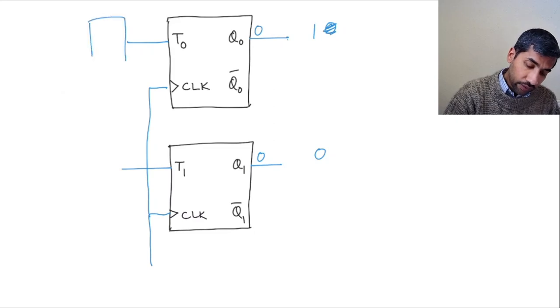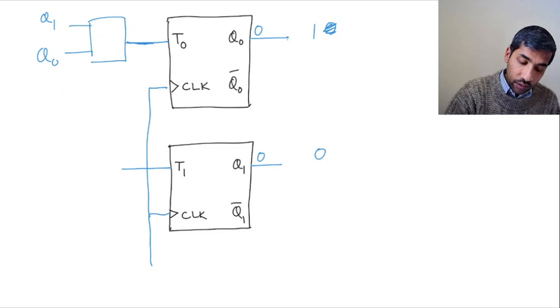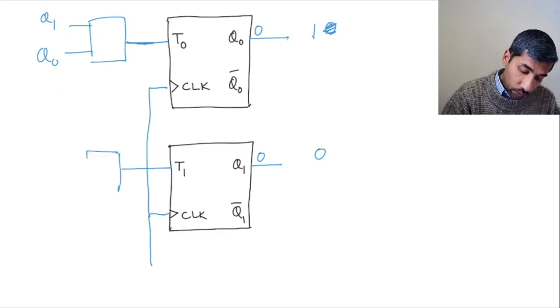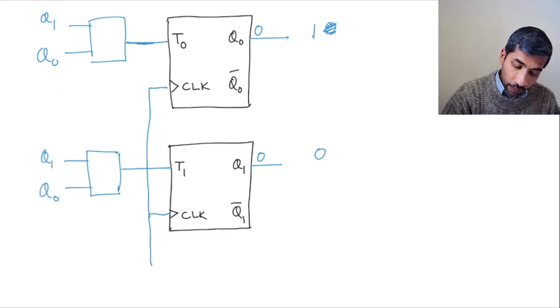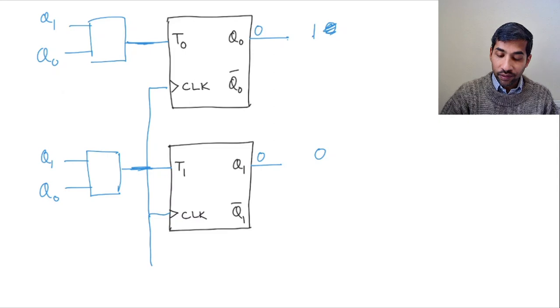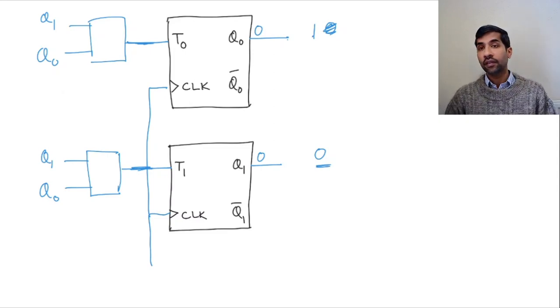So you make a circuit whose inputs are Q1 and Q0, and then somehow you get a T0 that will give you a 1 here, and somehow you make another circuit here which takes as input Q1 and Q0 and gives an input here to T1 such that this remains 0 and does not change its state. So that's what we want to do when we are designing counters. So let's take a look at how to do it in the next video.